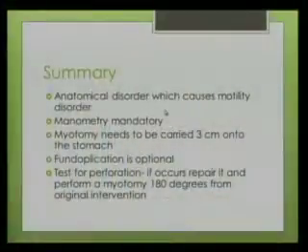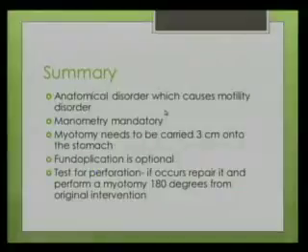So in summary, you have an anatomical disorder, tight LES, which causes a secondary motility disorder. It's not the other way around, okay? You must do manometry in these patients. Absolutely must. The myotomy needs to be carried 3 centimeters onto the stomach. Fundoplication is optional. I say optional. When you answer your question, do one, okay? And you must test for perforation intraoperatively. If it occurs, fix it, redo the Heller at 180 degrees. That's it. Questions?